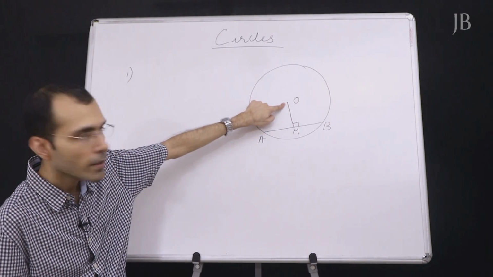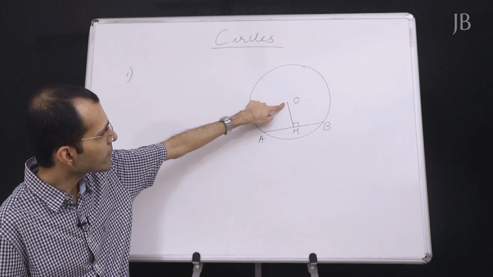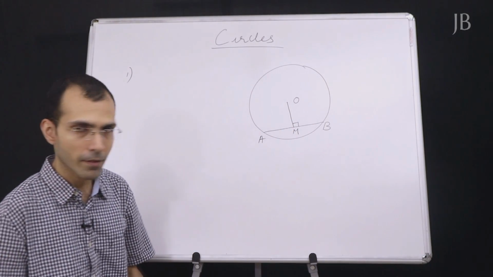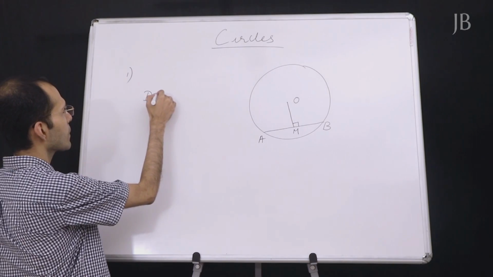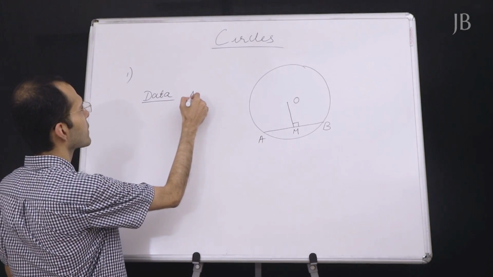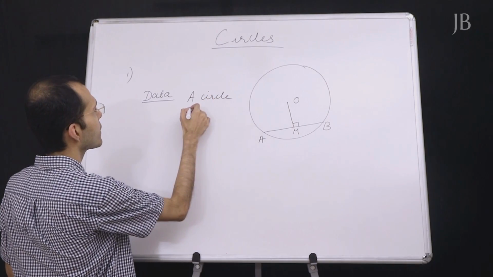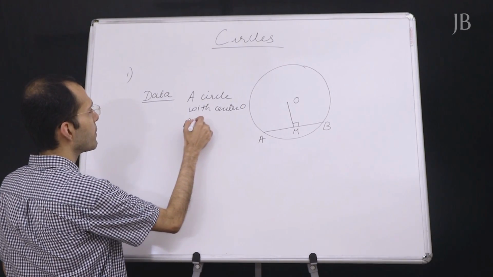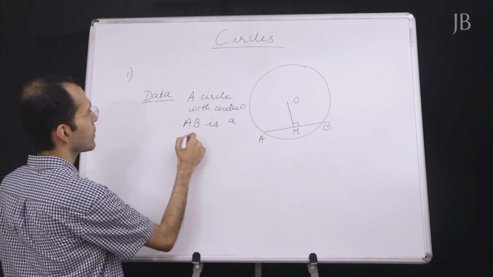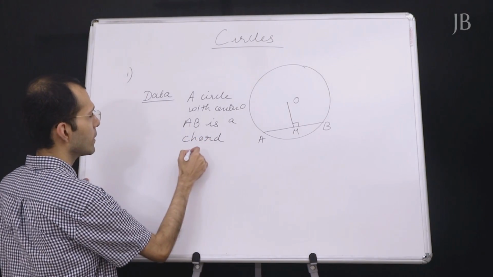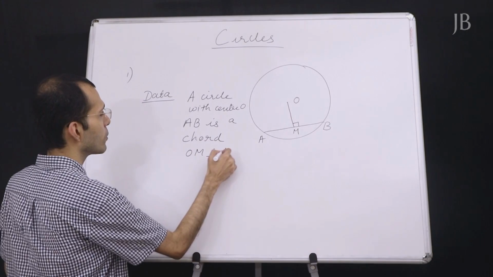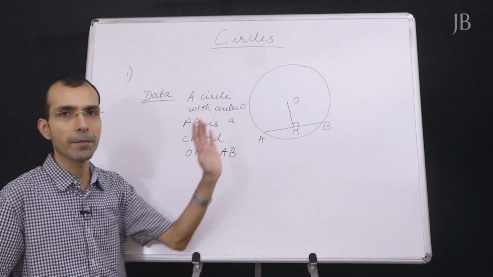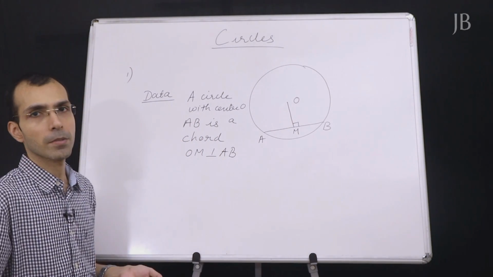Now from O, which is the center of the circle, you draw 90 degrees. You drop the perpendicular. Fine. So data: a circle with center O, AB is a chord and OM is perpendicular to AB. This is the initial setup.